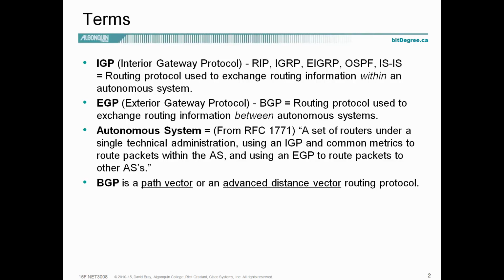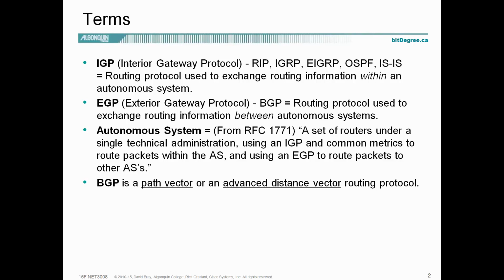Contrasted to that is EGP, which stands for Exterior Gateway Protocol, and of them, the current one that's still in use is called BGP, or Border Gateway Protocol, and it's the one that's used to exchange information between ASs and not inside one AS.